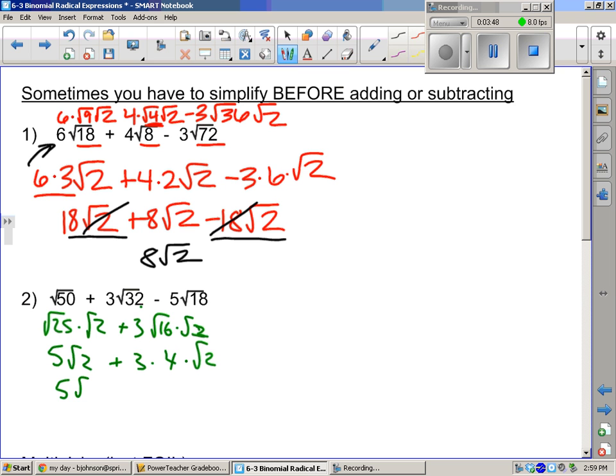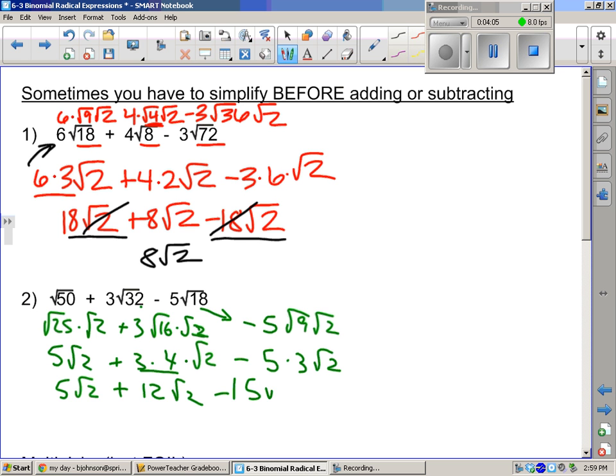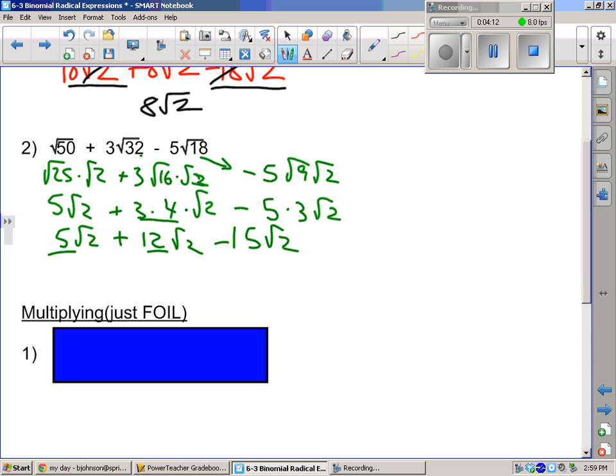And let me rewrite one more time. 3 times 4 gives me the 12. Over here I have minus 5, and then I have root 9 times root 2 would be the root 18. So that's 5 times 3 times root 2. That makes 15 root 2. Ooh, they all have root 2. All right, so that means we can put them together. These two make 17, and this one minus 15. That would give me 2 root 2's. All right, let's move on to the next topic.